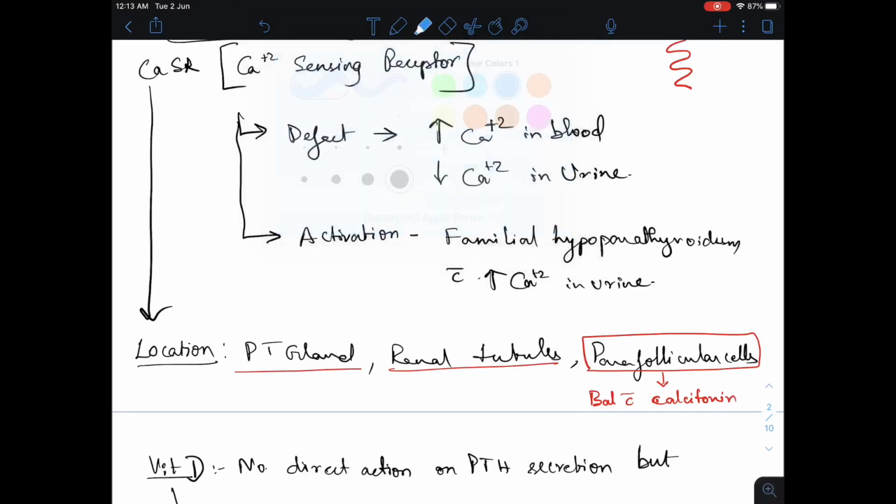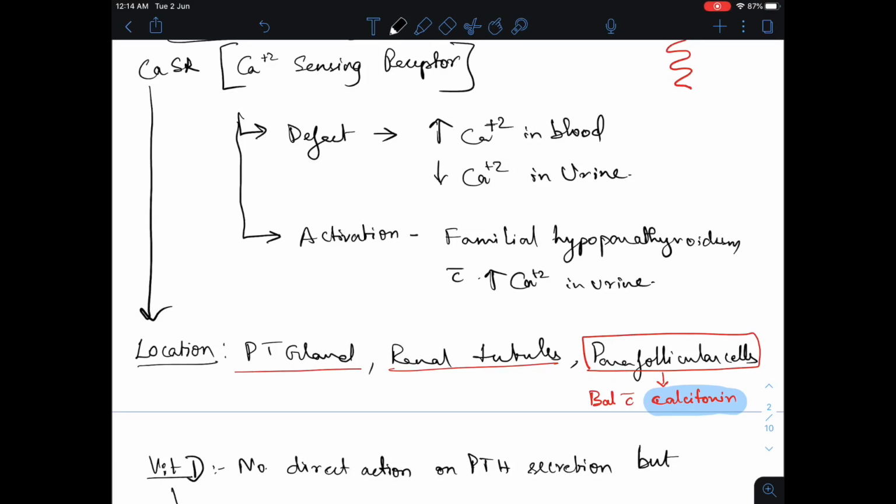But remember here that calcitonin is mostly of no use in calcium metabolism in humans. It is in the lower mammals where calcitonin plays a very good role. Okay, so here in humans it is mostly the parathyroid hormone.